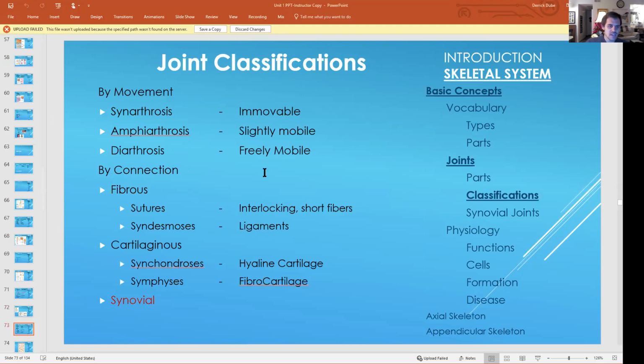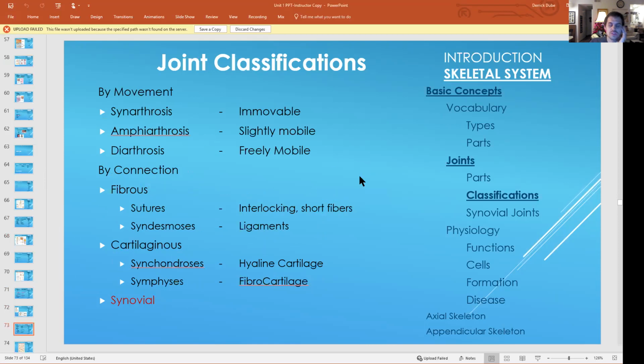All right, so joint classifications: you can classify a joint based on the way it moves or how it is connecting. Is it fibrous, using fibers and ligaments, like dense connective tissue? Or is it using cartilage, fibrocartilage or hyaline cartilage? And then synovial is the main one we're talking about, at your elbow, where you have a synovial cavity and a synovial membrane. That's what's going to be connecting it there. So there are 3 different types for each way of classifying it.